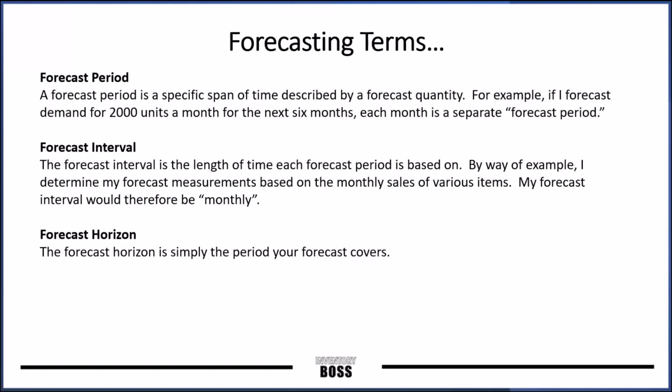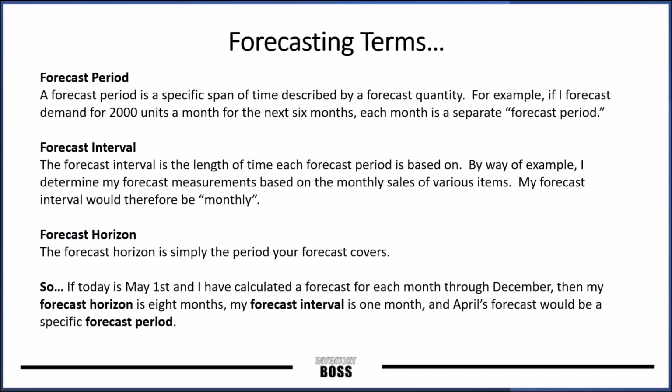And then there's a forecast horizon, and it's simply the period that your forecast covers. So, for example, if today is May 1st, and I've calculated a forecast for each month through December, then my forecast horizon, May through December, is 8 months. My forecast interval is 1 month. And April's forecast would be a specific forecast period, right?